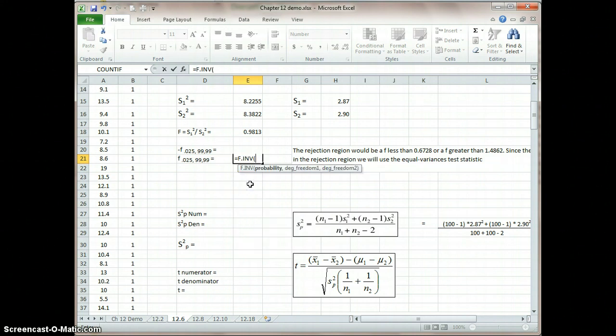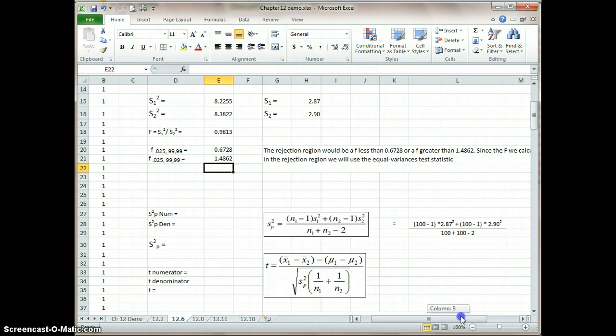Now we want to do the same thing for the upper end, so F.INV, but instead of 0.025 we're going to use 1 minus 0.025, comma, degrees of freedom for the first is 99, degrees of freedom for the second is also 99, and now we have 1.48. So when we look at this, we've got the F-score that we calculated based on the samples of 0.9813, and then we've got the rejection region based on the calculations given the probability and the degrees of freedom.